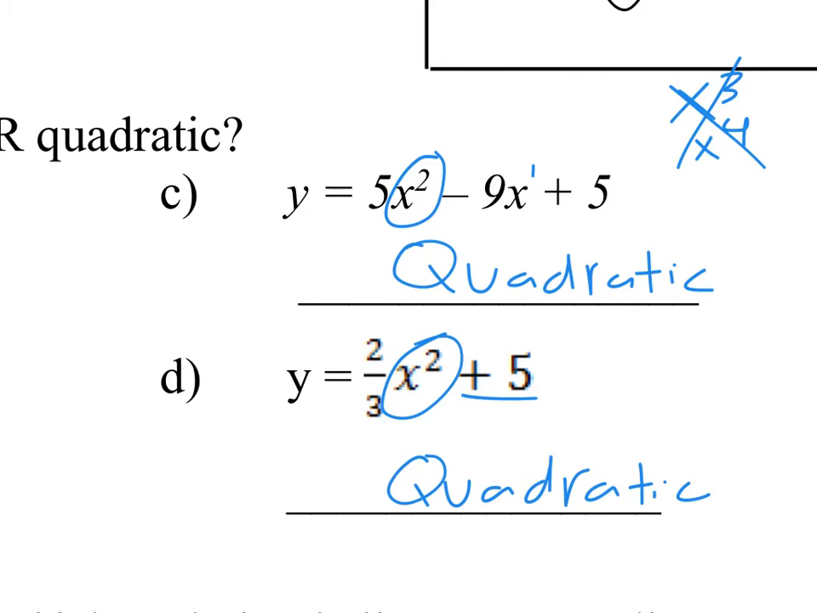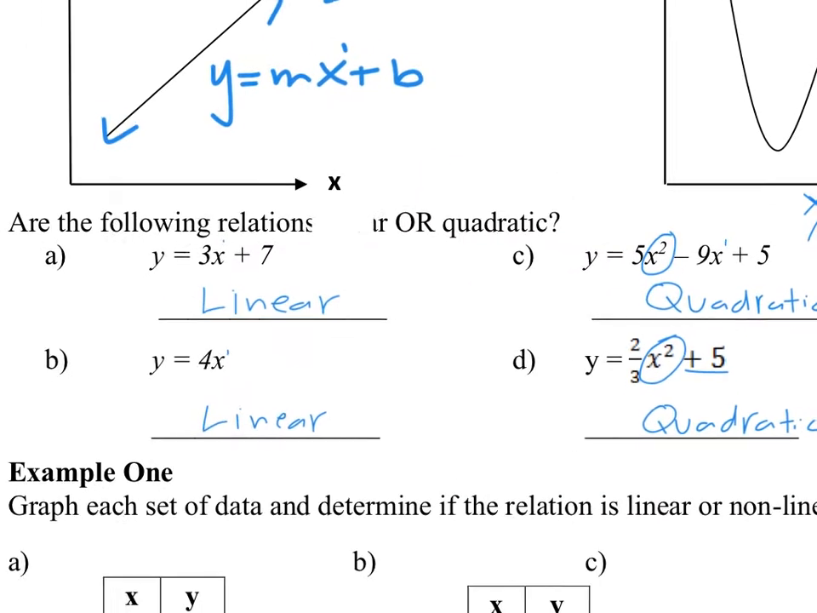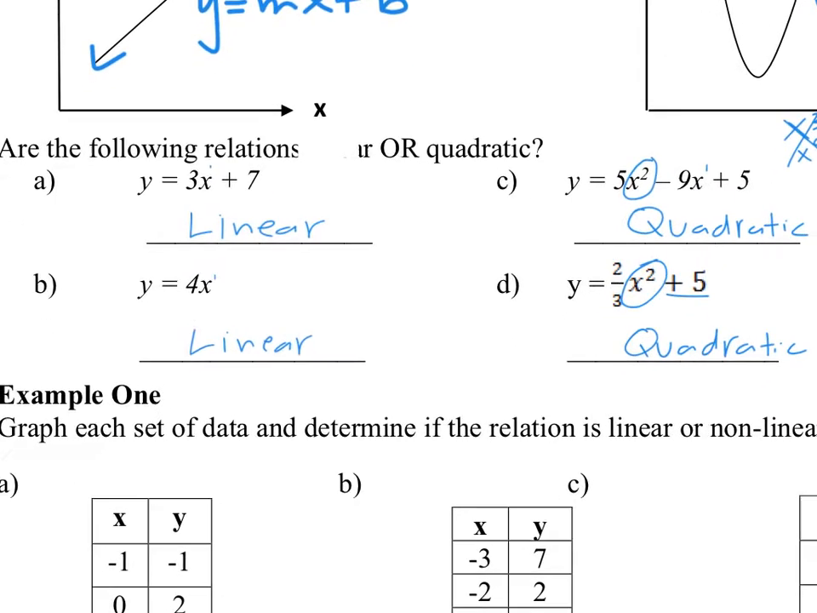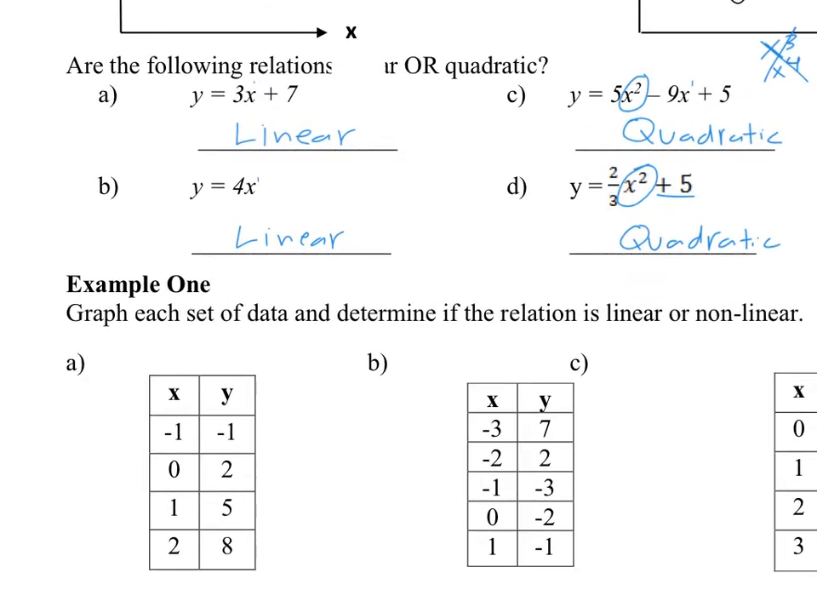So that's how quickly on our CPT we can tell, by looking at an equation, whether it's linear or quadratic. Just look towards the highest degree in that function. If it's a 1, it's linear, and if it's got a 2, it's quadratic.